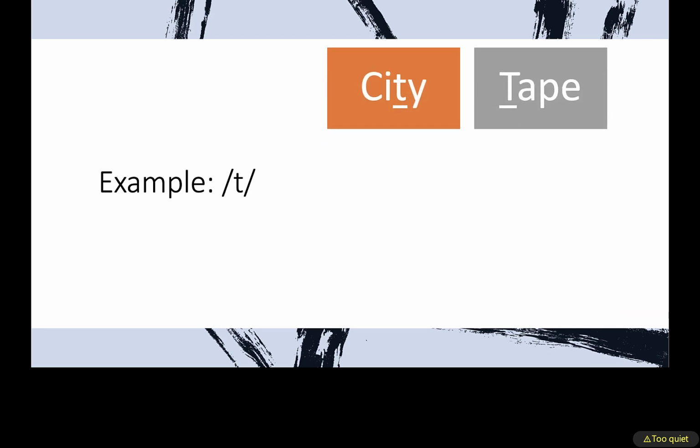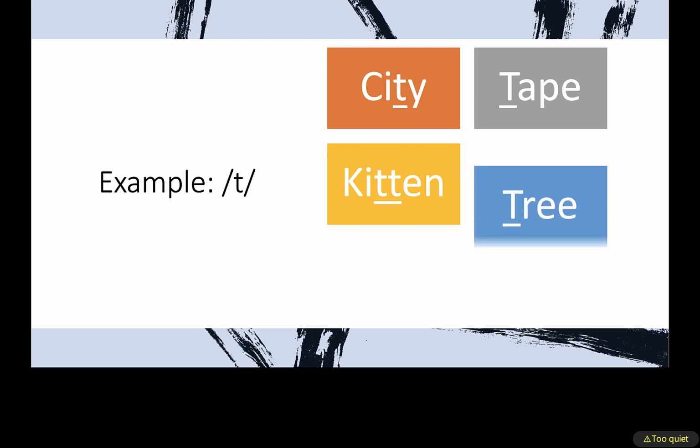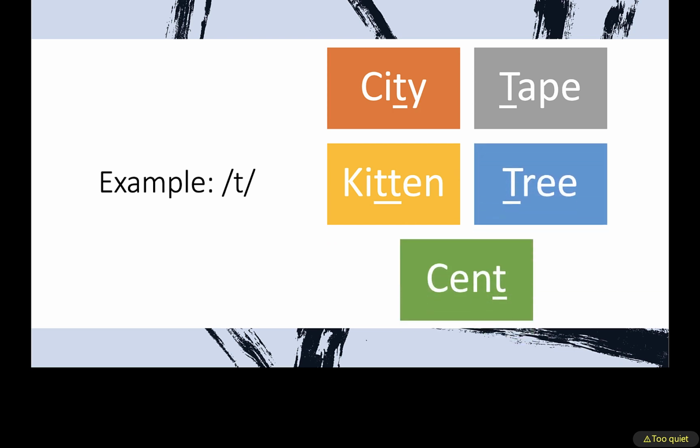One important feature of phonemes is that in actual production, they do not necessarily sound the same, although our brain perceives them as the same. Let's consider the phoneme t. It sounds a little different in words like city, tape, kitten, tree, and scent. But we hear all of these different versions as the t sound. That is, we perceive them as the phoneme t.